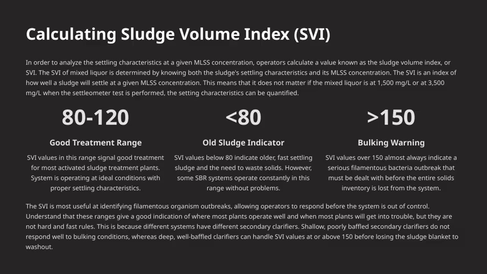Keep in mind, though, that these ranges are guidelines, not strict rules. Different systems have different secondary clarifiers, some shallow and poorly baffled, some deep and well baffled, and their responses to bulking conditions can vary. For example, a deep, well-baffled clarifier might handle SVI values above 150 without losing the sludge blanket, whereas a shallow one might struggle. So, understanding your specific system is crucial when interpreting these numbers.